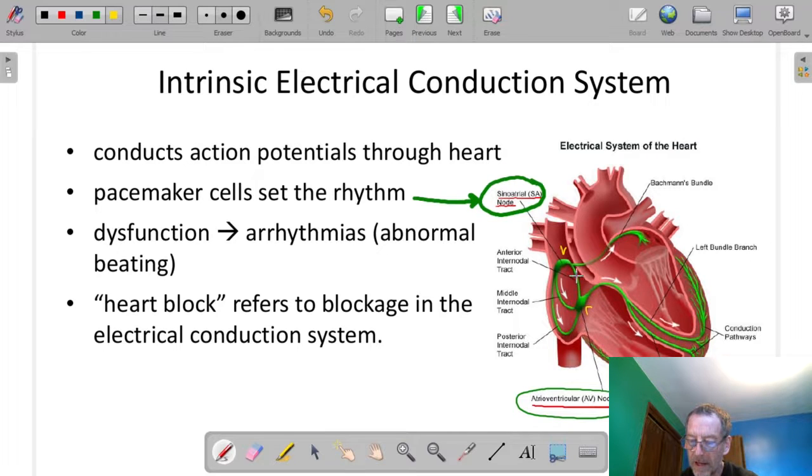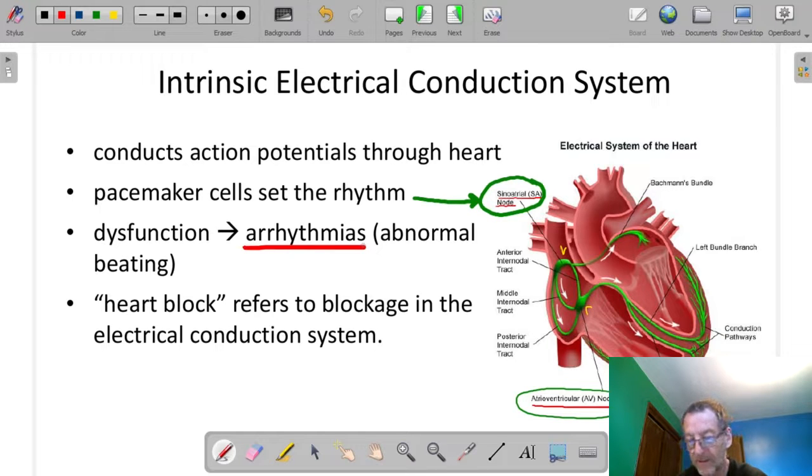There are internodal pathways that run between the two nodes. And we'll follow this through, and you can think of it as the wiring, perhaps, to cause the heart muscle to contract. If there is a problem in this electrical conducting system, we wind up with dysfunction and arrhythmias. And arrhythmias are just an abnormal beating of the heart. And the electrical system is what controls this.